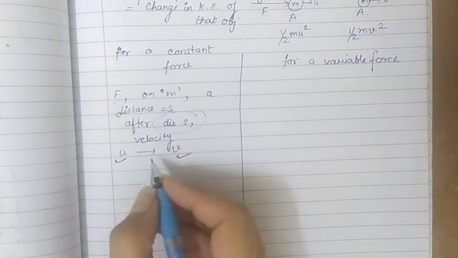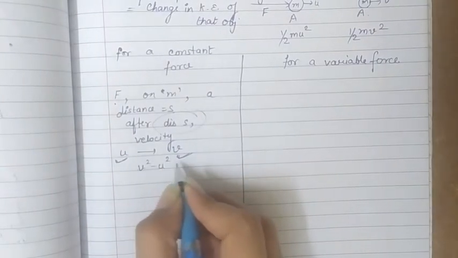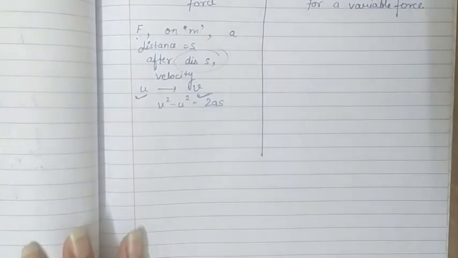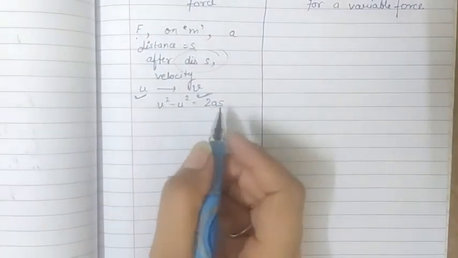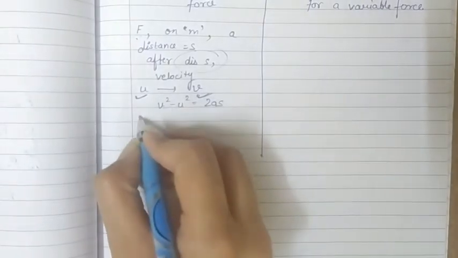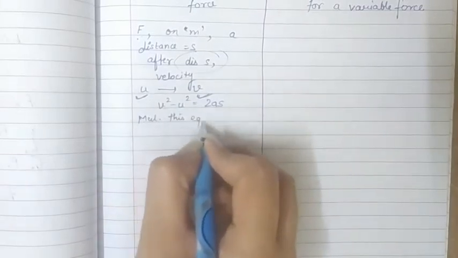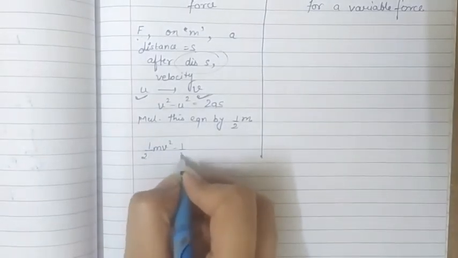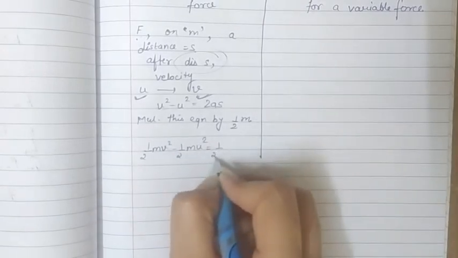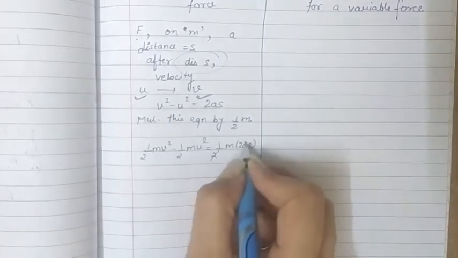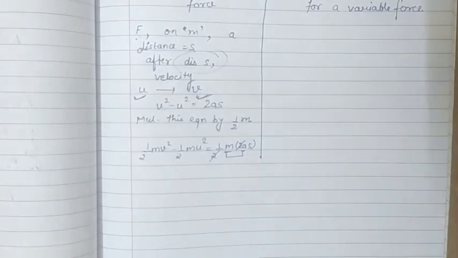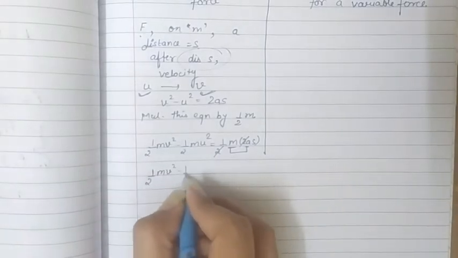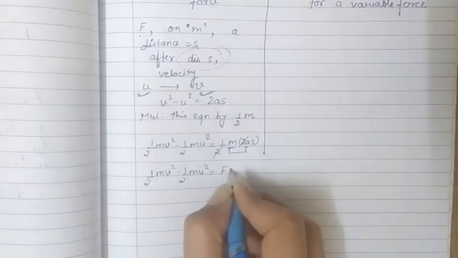Then from the third equation of motion, we can write that v square minus u square is equal to 2as. Now multiplying this whole equation by the factor half of m, we get half m v square minus half m u square is equal to half m and 2as. So 2 and 2 will be cancelled out, and this m into a, mass into acceleration, is the value of force as per Newton's second law. So I can write half m v square minus half m u square is equal to F into s.